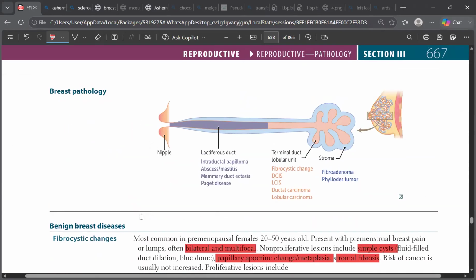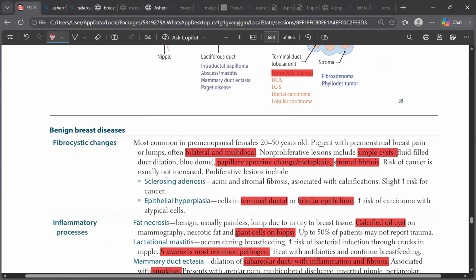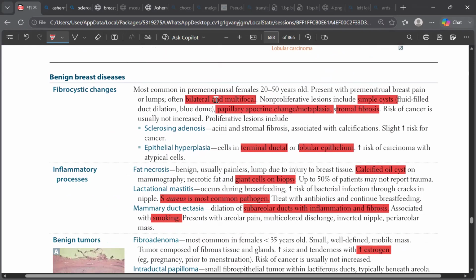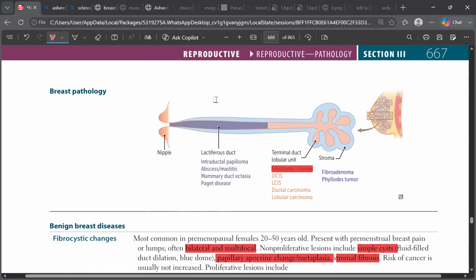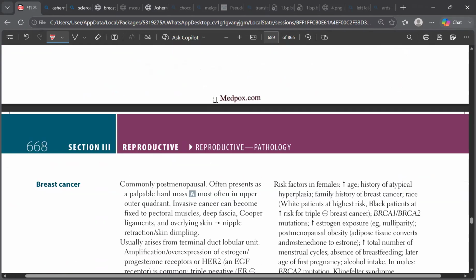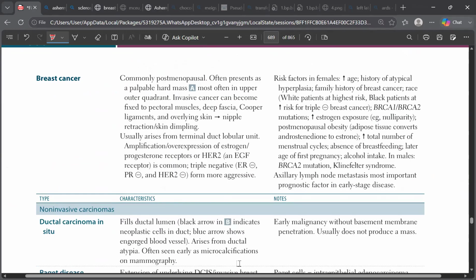Again, we discussed fibrocystic changes that occur in terminal duct lobular unit, and these include non-proliferative conditions, which are simple cysts or apocrine papillary changes and stromal fibrosis, and proliferative conditions including sclerosing adenosis and epithelial hyperplasia of the terminal ducts. And then we discussed some inflammatory processes, including fat necrosis and lactational mastitis and mammary duct ectasia. And benign tumors include fibroadenoma, intraductal papilloma, and phylloides tumor. And gynecomastia is the condition with breast enlargement in males. We'll discuss breast cancer in the next video, as this one is going to be very long.